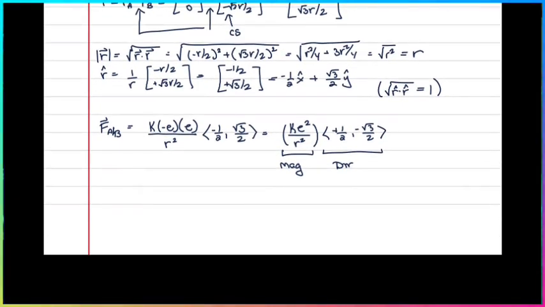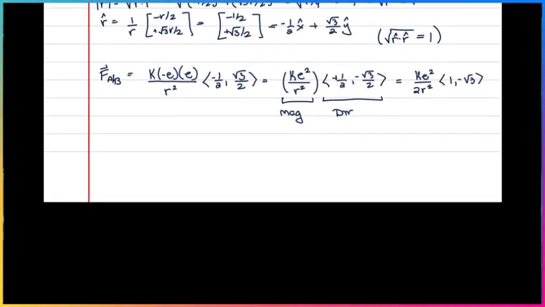Now I write it like this because the direction here is a unit vector the way I've drawn it, though you might want to simplify this. Like for example, there's a 1/2 in both terms, so I could yank out that 1/2. So then it's k e squared over 2 r squared, and then what's left over, it looks like it's 1, comma, negative root 3.